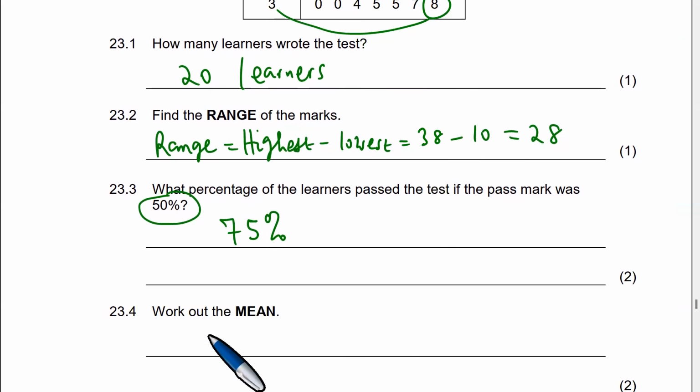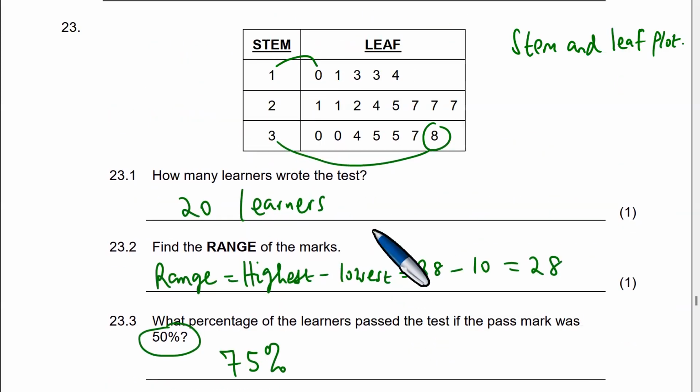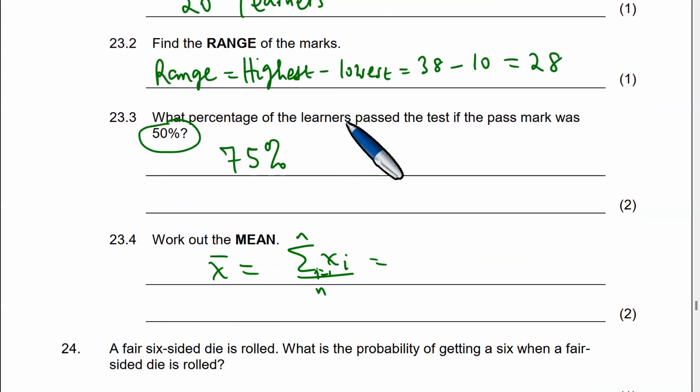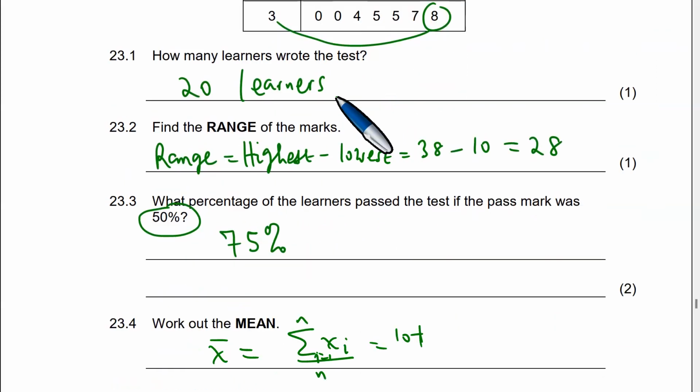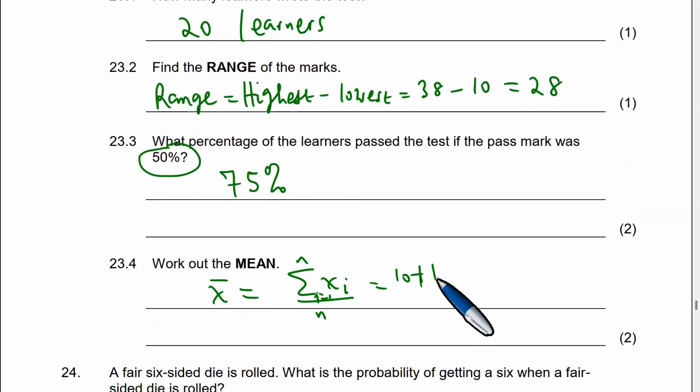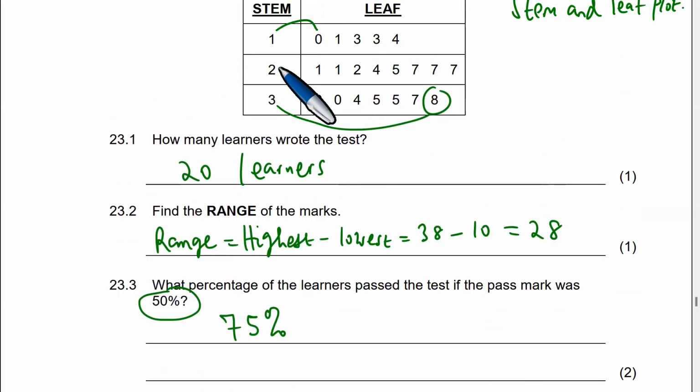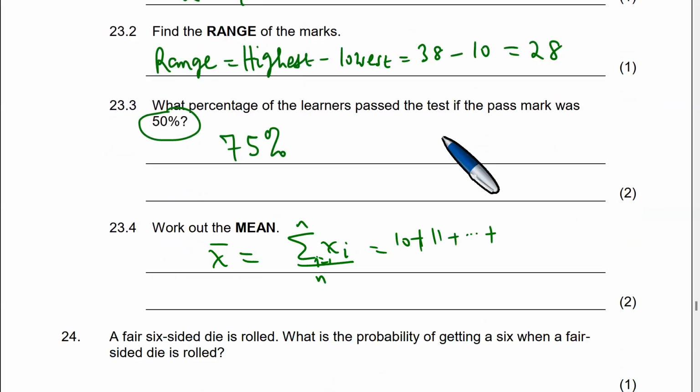So the mean is normally calculated as the sum of the xi's over n, from i equals 1 to n. So you're going to do 10 plus, then 11, and then you continue with the addition. You add up to the point where you get 38.